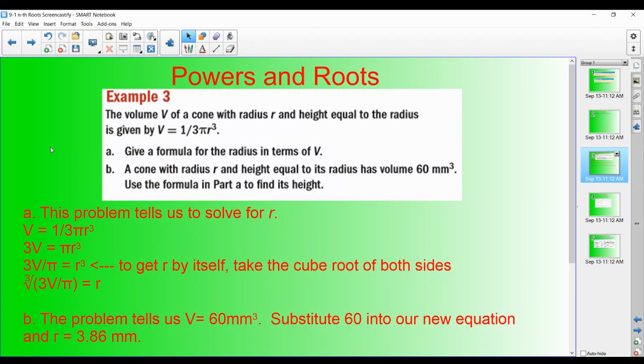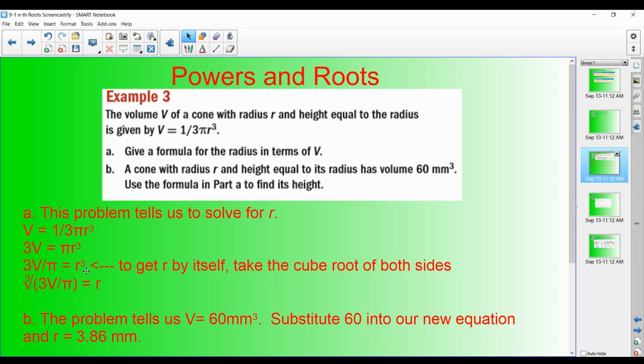We can also use this to solve equations. So the example is that volume equals 1/3 pi r cubed for a cone, and it asks us to solve for r. So first step would be to multiply both sides by 3. Then we divide by pi. We always have to isolate the variable.